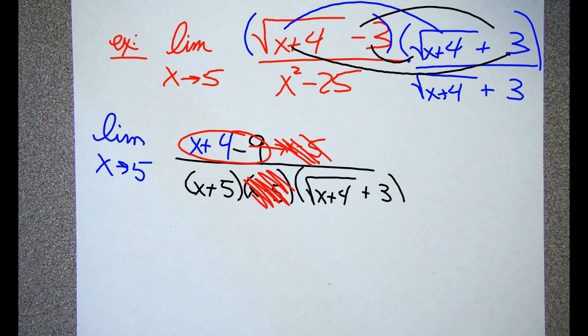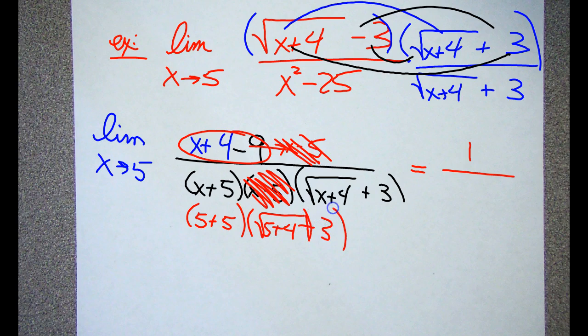Now I can plug in 0 because I've eliminated the 5 minus 5 being 0, which was the problem. On top, what's left? I canceled everything out, but there's a 1. And then I'm plugging 5 into these spots. So 5 plus 5 is 10. The square root of 5 plus 4, plus 3, what's that? 6. So that'd be 160.